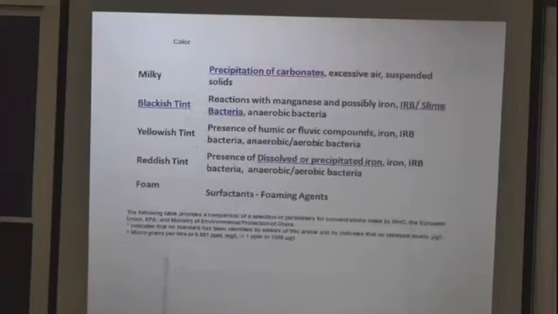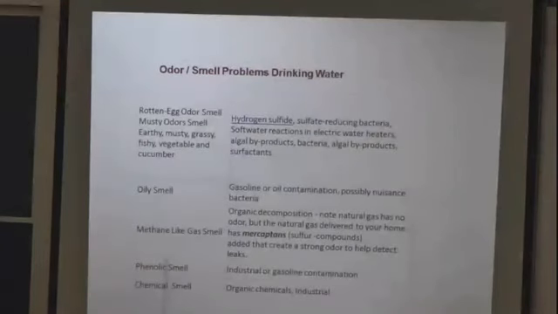Then we have color. If we have precipitation of carbonates, excessive air, or suspended solids, there will be a blackish, yellowish or reddish tint. I hope you have the handouts. All these are already mentioned. We can speculate which types of impurities may be present, like foaming agents and tank problems in drinking water, and different smells, like rotten egg or oily smell. So we expect that these impurities are present, so that we can narrow down their further assessment.